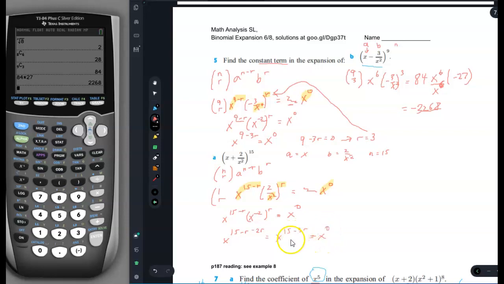And you can already see that the R is probably 5. Let's just make sure. 15 minus 3R equals 0. Yes, R is equal to 5, right? Okay, now that we know the R equals 5, all we need to do for the last step is put R back in to the general term formula that's partially filled in.